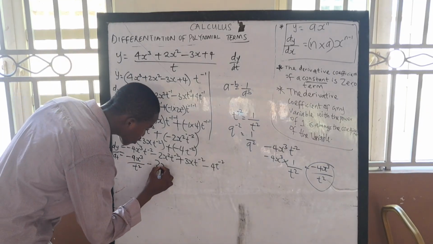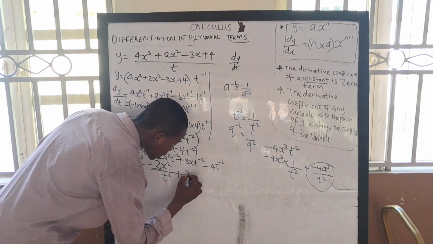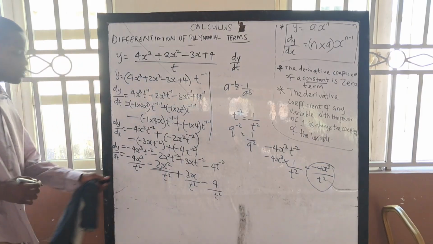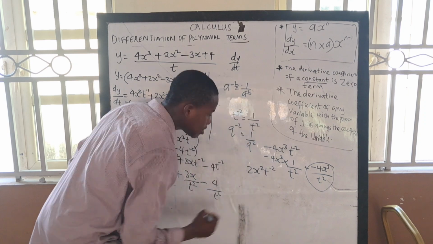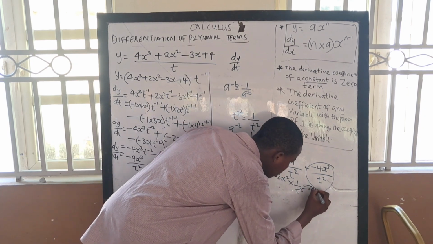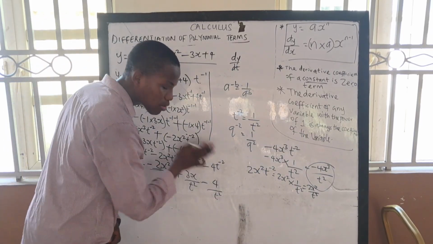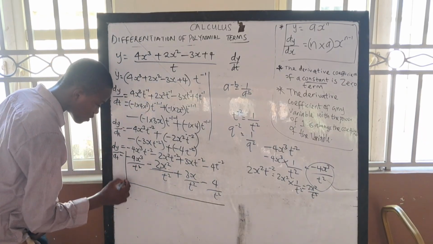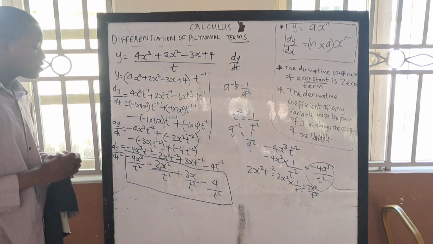Minus 2x squared, the same principle applies: 2x squared over t squared, plus 3x over t squared, minus 4 over t squared. I use the same method here. 2x squared t raised to minus 2 is the same as 2x squared times 1 over t squared, so that's 2x squared over t squared. The same thing applies for the rest. So this can be written as my final answer. I can leave this as my final answer.